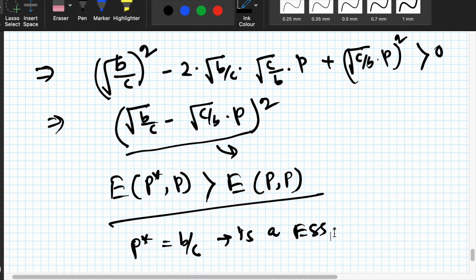Now you see that no other mutant who is using a strategy other than b by c can invade the population. That means the population can resist any mutant who is using a strategy other than b by c. So this is the concept of evolutionary stable strategies.